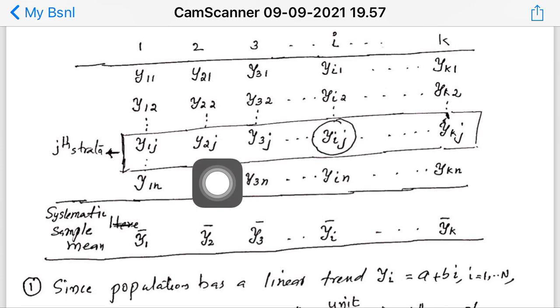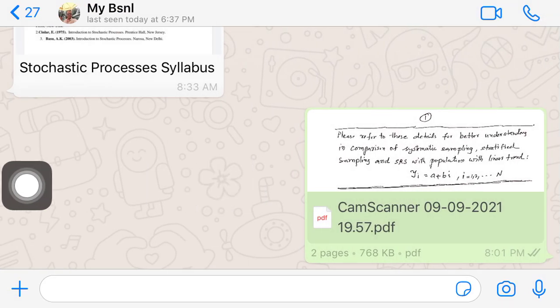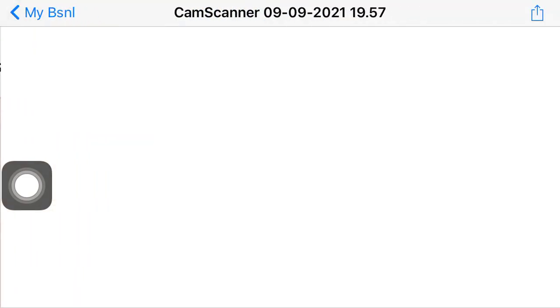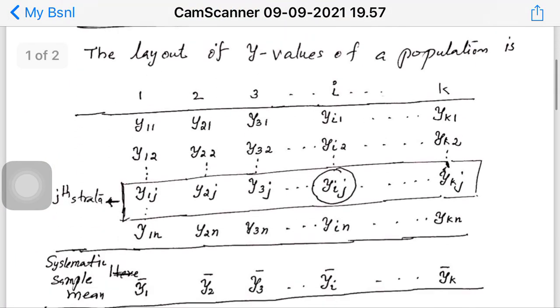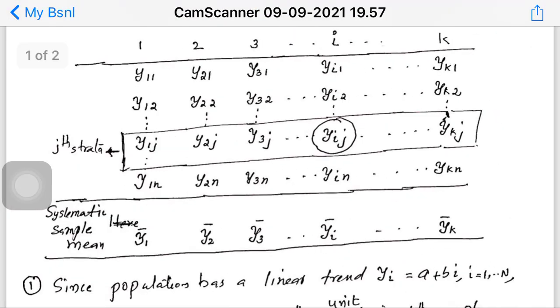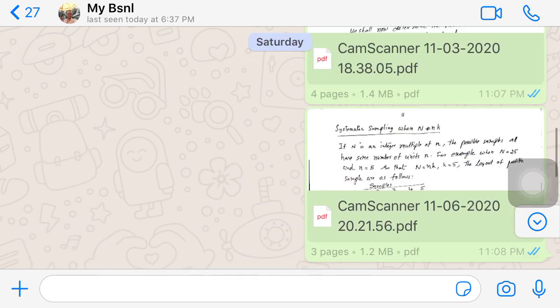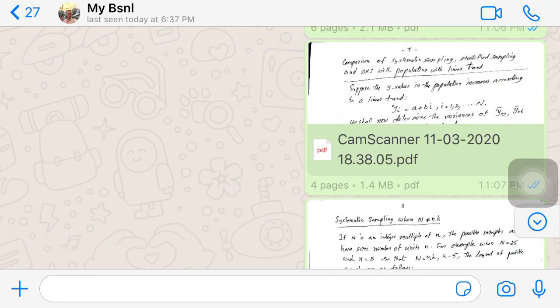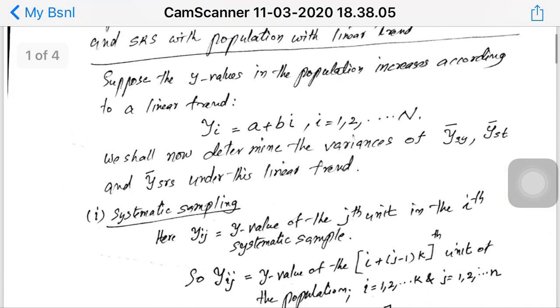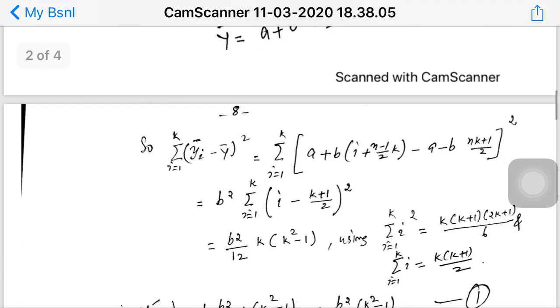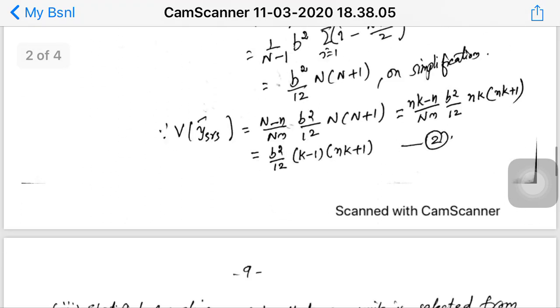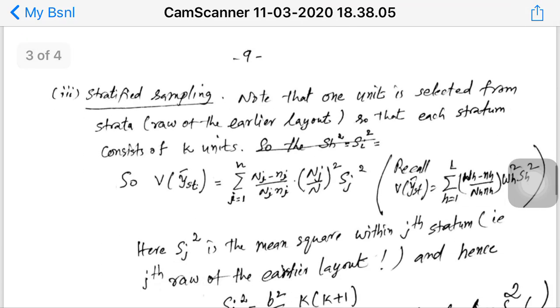Okay, so the notation will be a little bit changed. And we will again go back to the main note for calculating the stratified random sampling. Okay, go to this note again.